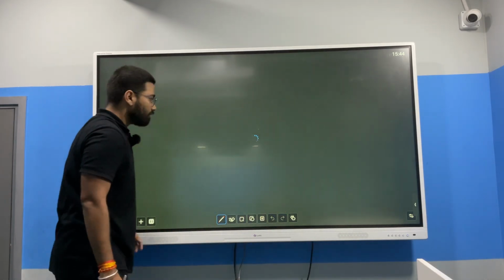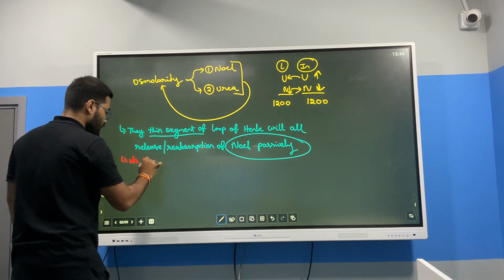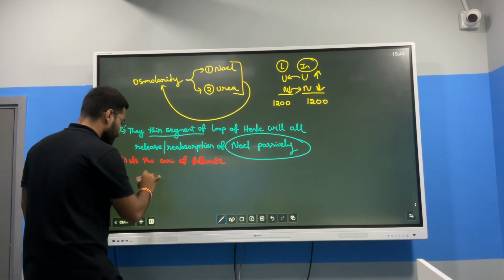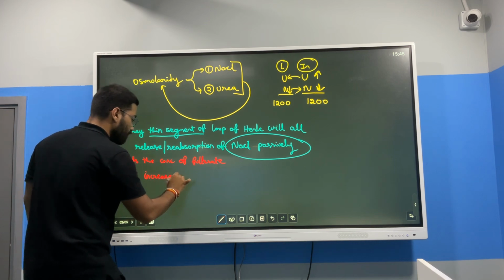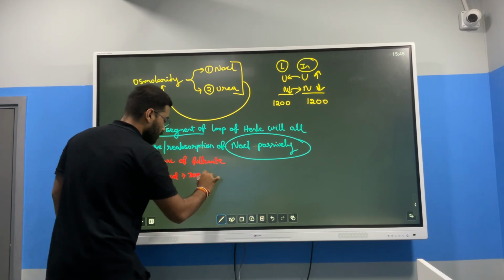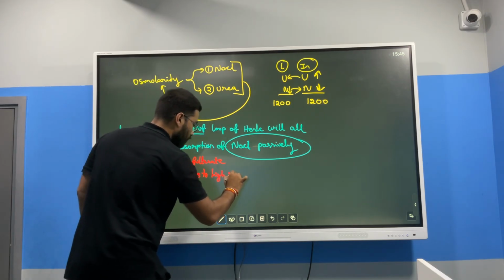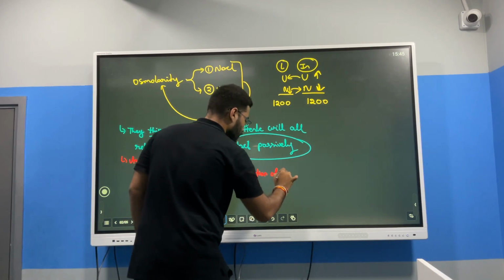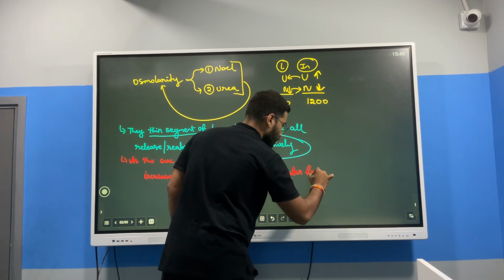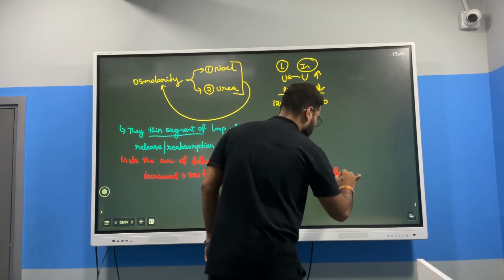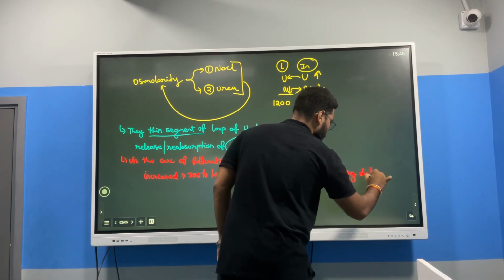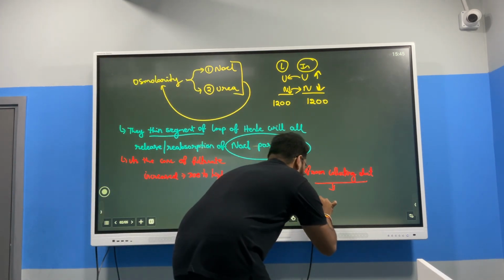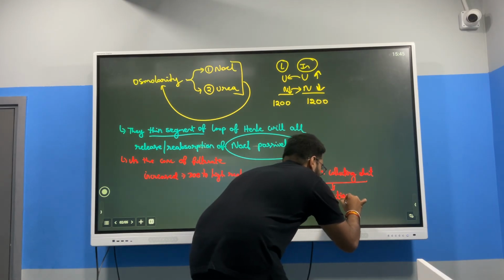So can I say, as the concentration of filtrate increases, due to high reabsorption of water from the collecting duct, and all this happens due to maintenance of a concentration gradient.